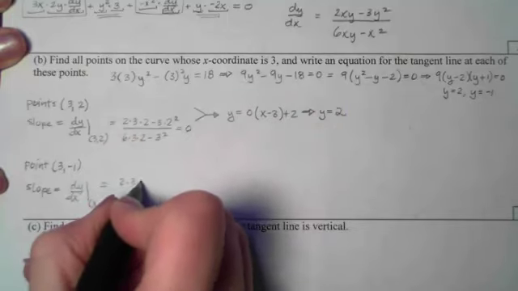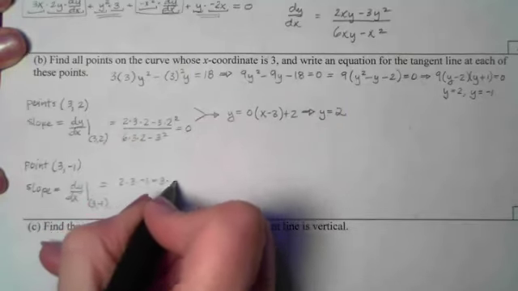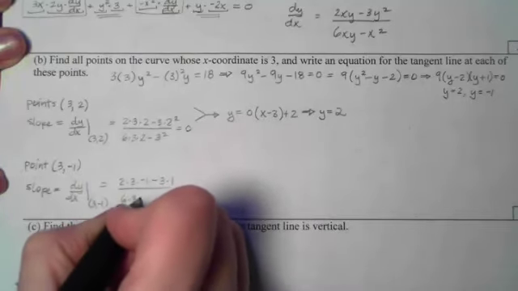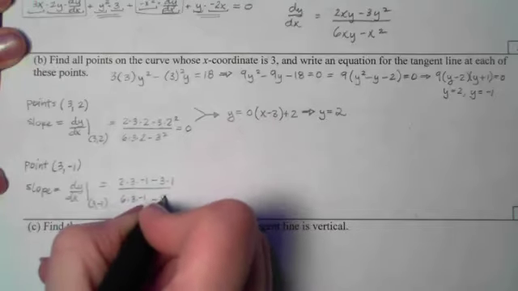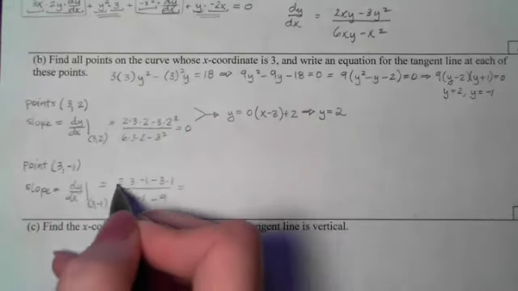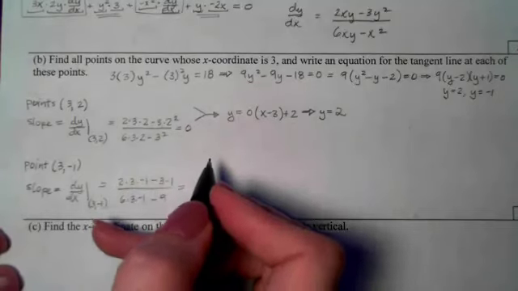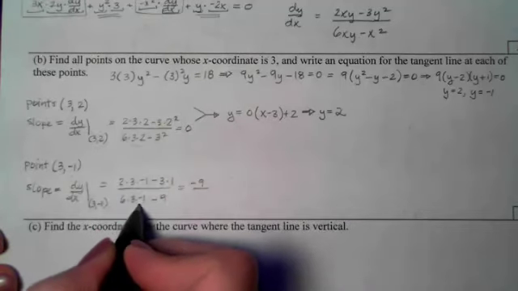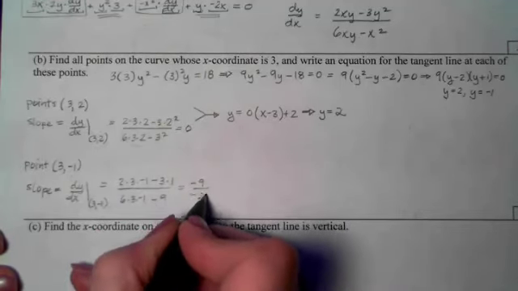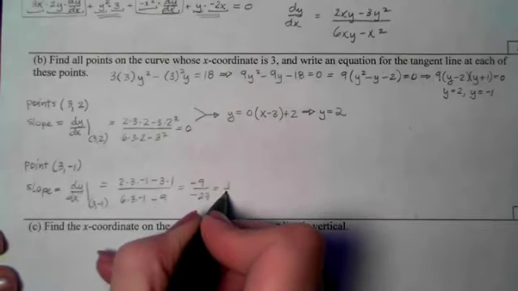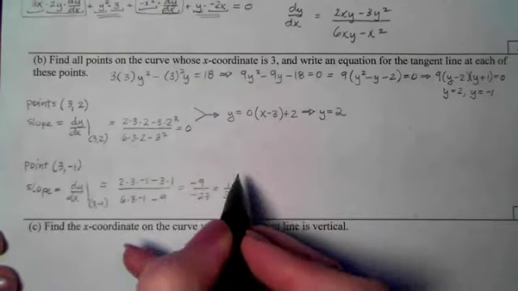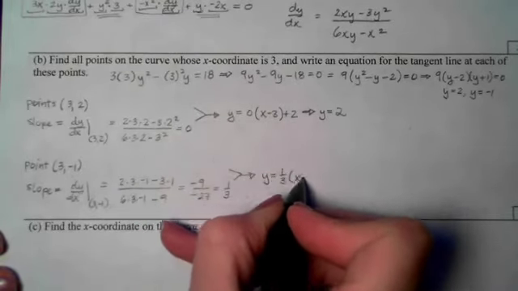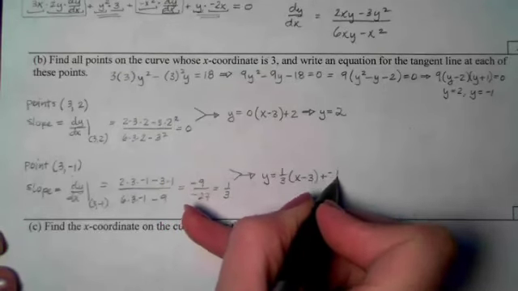That'll be a 2 times a 3 times a negative 1 minus a 3 times a negative 1 squared, which is a positive 1. On the bottom, I have a 6 times a 3 times a negative 1 minus a 3 squared, which is a 9. Simplify that, I get a negative 6 minus a 3, that's a negative 9. And on the bottom, I have a negative 18 minus a 9, which is a negative 27. So if I put that together, I end up with a slope of 1/3. Point and slope together, I can make the equation of the line: y equals the slope, x minus the x coordinate, plus the y coordinate.